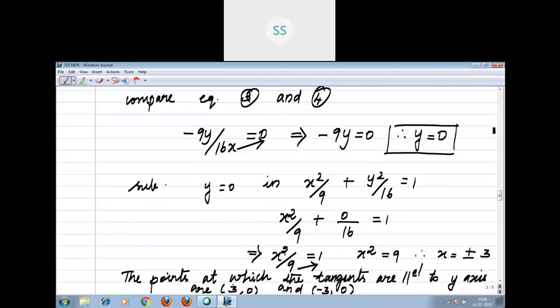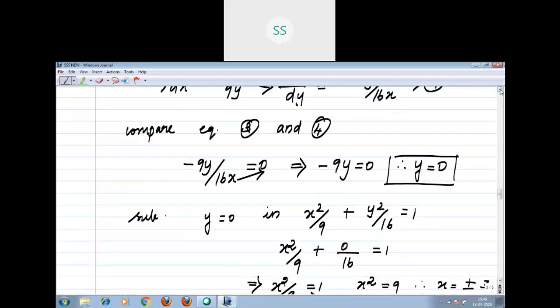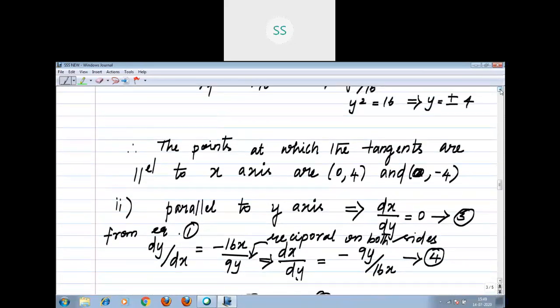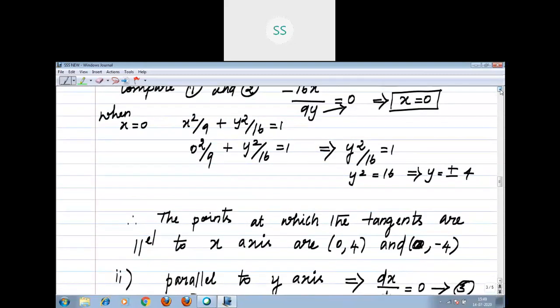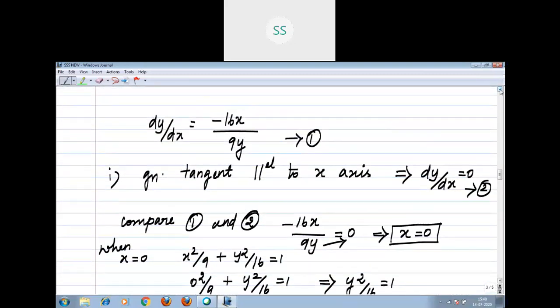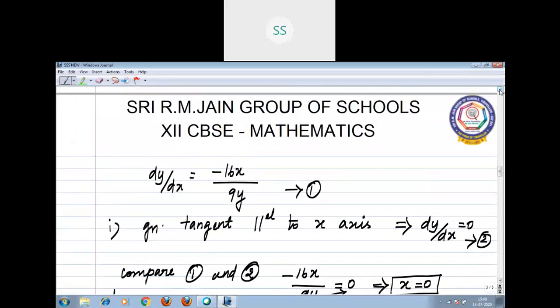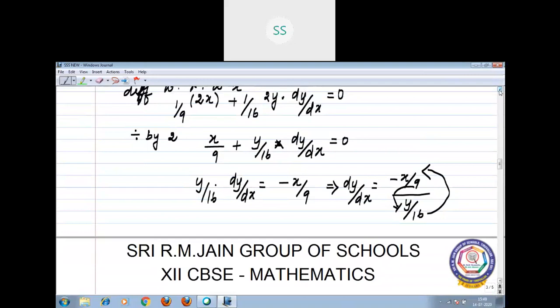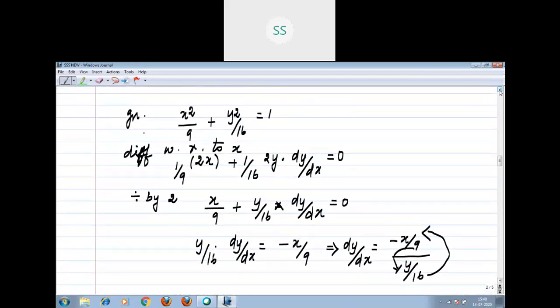Now I am going to explain. You have to listen carefully, children. See, you are given the equation. Slowly I am going to explain. Given x square by 9 plus y square by 16 equal to 1.